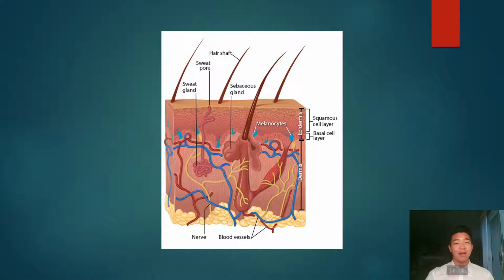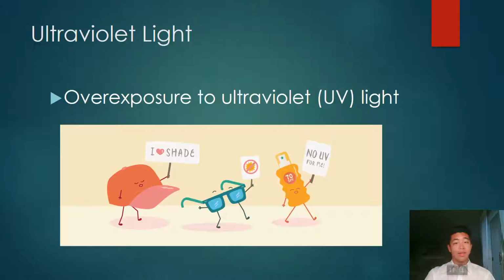Melanoma is the third most common skin cancer behind basal and squamous cell carcinomas. And melanoma is the most dangerous and causes the most deaths out of all the skin cancers. The majority of these three types of skin cancer are caused by overexposure to ultraviolet light, or UV light.